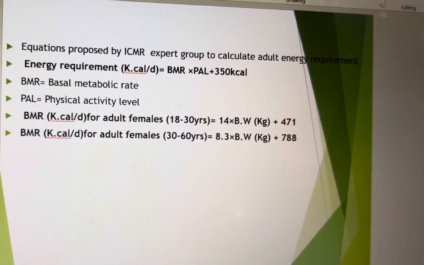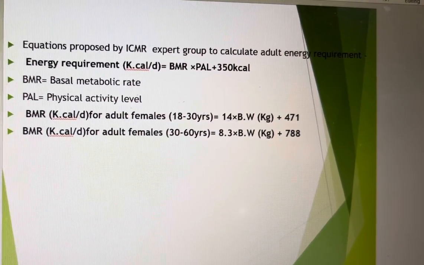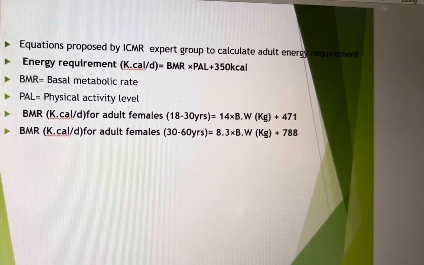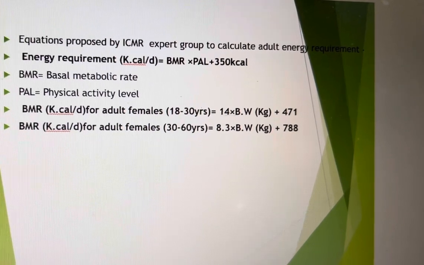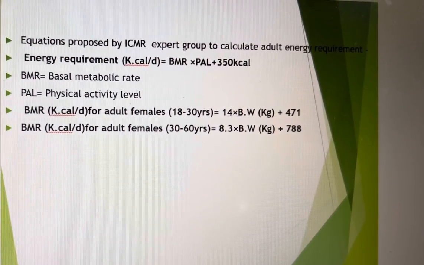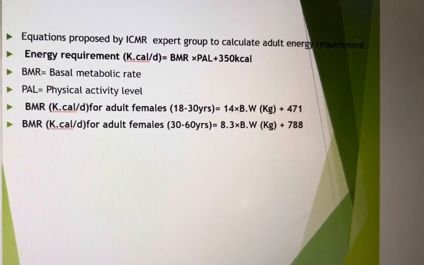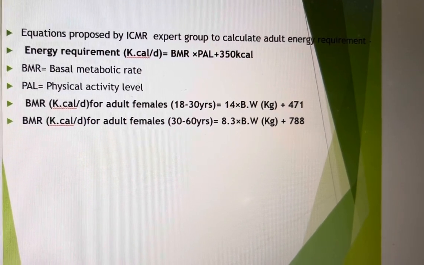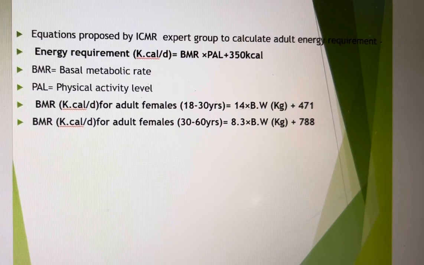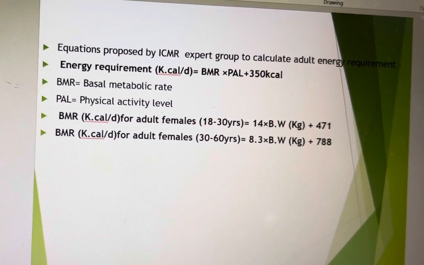Then how will we calculate energy requirement? It is calculated as basal metabolic rate multiplied by physical activity level plus 350 kilocalories, which is extra for the pregnancy. So how do we calculate basal metabolic rate? For the age group 18 to 30 years, we calculate it as 14 into weight in kg plus 471, and if the age is between 30 to 60 years, then we calculate it as 8.3 into weight in kg plus 788.